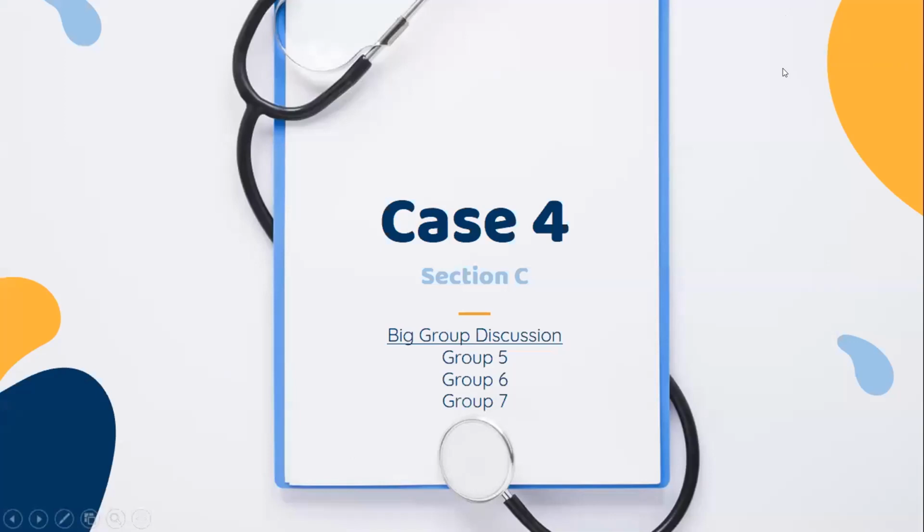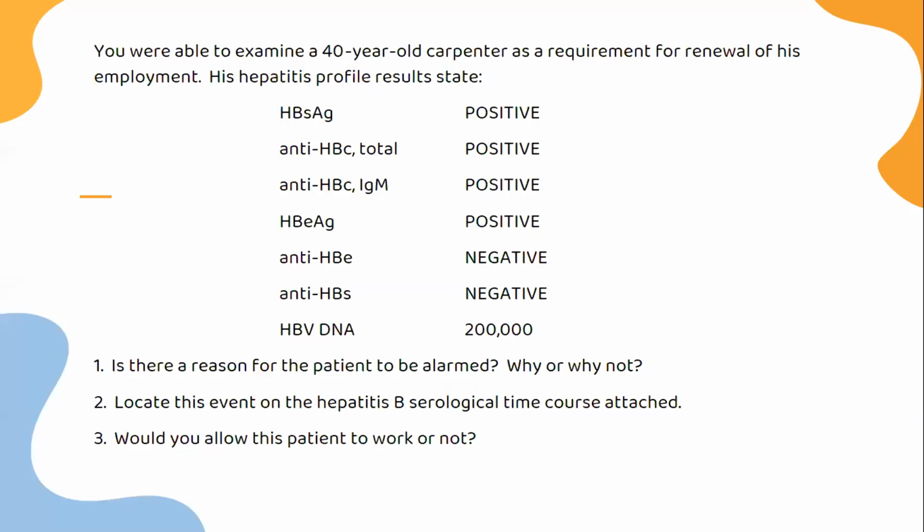Good afternoon, Doc, and good afternoon, classmates. I will be reading the case on behalf of groups 5 to 7 of section C. And I would like to apologize in advance for the background noise because I have 20 pets. 17 cats, 2 cockatoos, and 1 dog. They're being noisy.